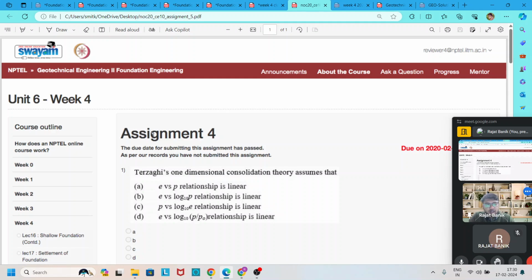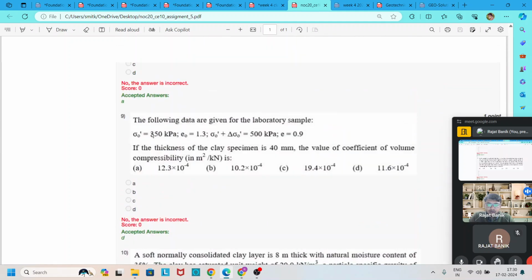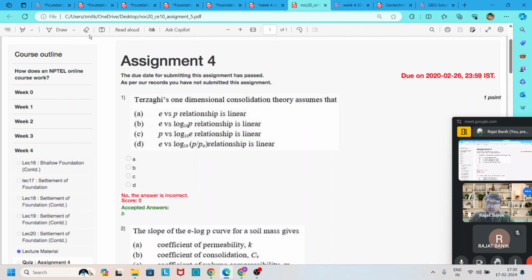In the 2020 assignment, there are 10 questions. One by one I now try to solve them. In the first question, it is asked that Terzaghi's one-dimensional consolidation theory assumes which of the following. Four options are given. Which one is correct? We have to identify.